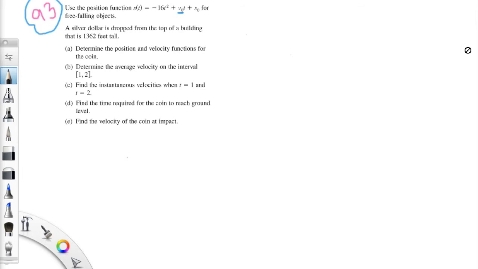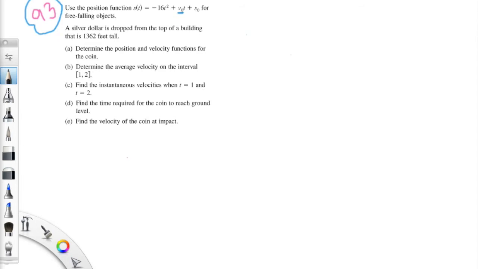Okay, so parts D and E. So part D, it says find the time required for the coin to reach ground level. If you're going to reach ground level and you started at a height of 1362 feet, then the ground is going to be 0 feet. So in the position formula for s of t, you're going to plug in 0 and you're going to solve for t.